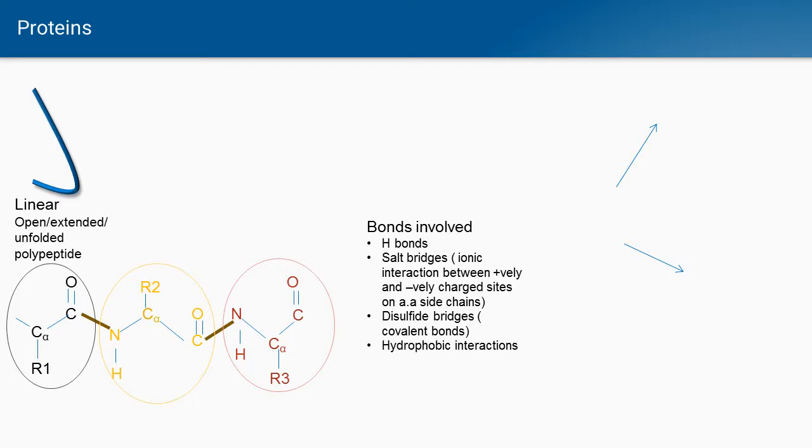So the molecule which has R1 denotes amino acid 1, the molecule which has R2 denotes amino acid 2, and the molecule which has R3 denotes amino acid 3. These three amino acids are joined by the peptide bond. So this linearly attached, open, unfolded polypeptide constitutes the linear structure of protein.